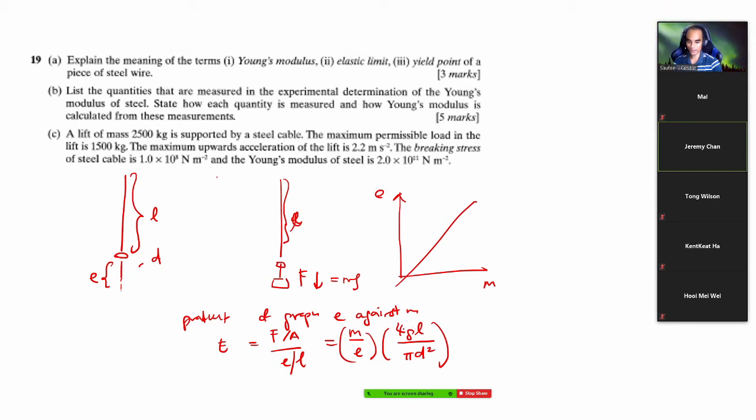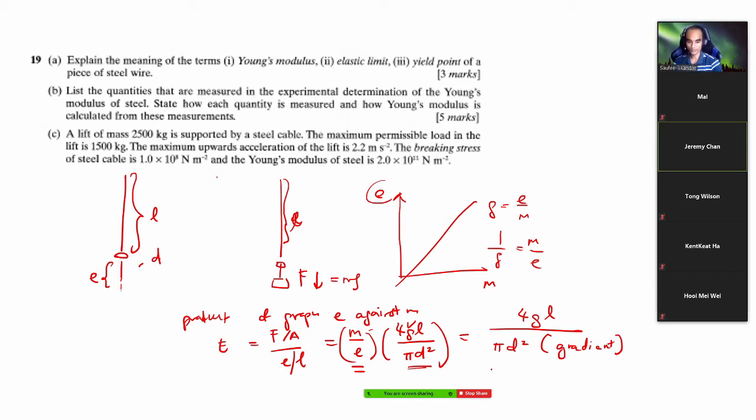The g came from the mg, and pi d squared came from the area of the wire. So m over e is actually the gradient over here, right? So gradient equals e over m, so 1 over gradient is m over e. So m over e is actually 1 over gradient, so it is 4gL divided by pi d squared and times with the gradient. So that's the answer, this one.